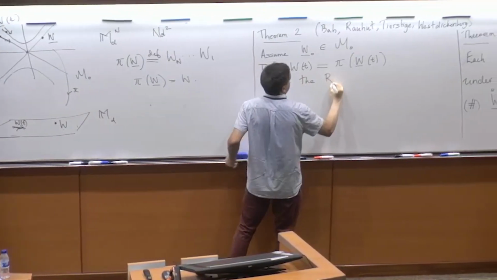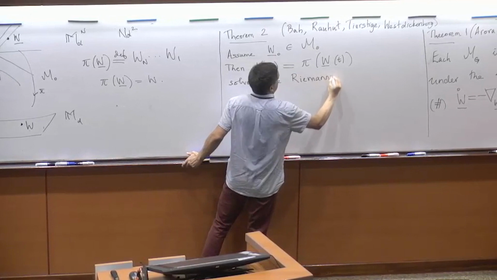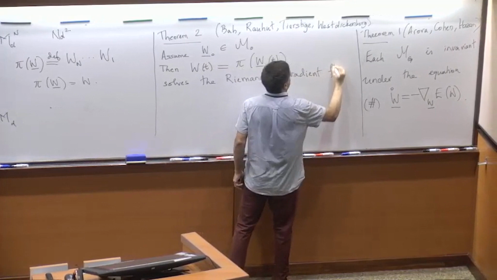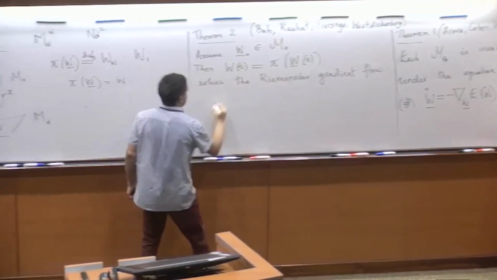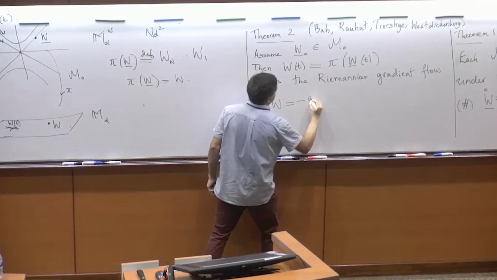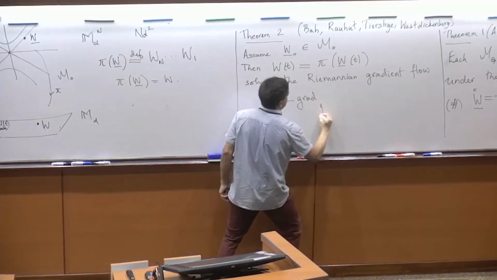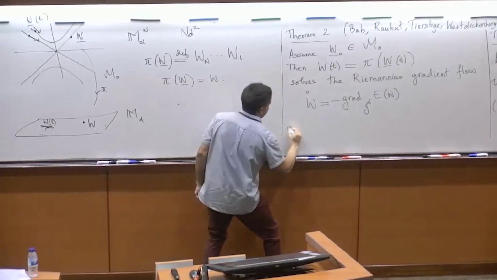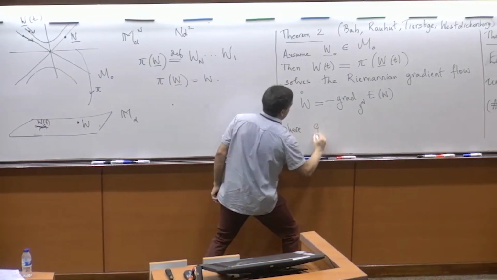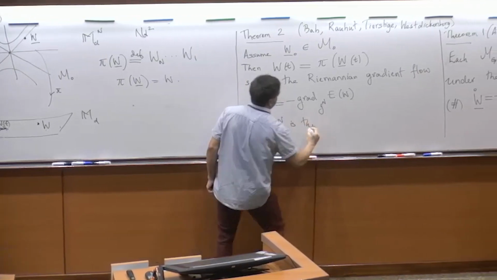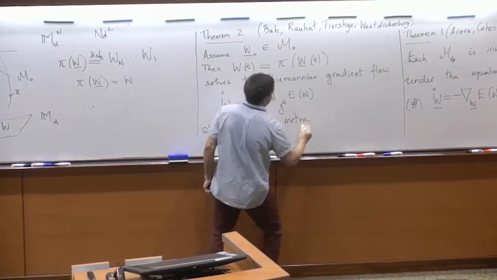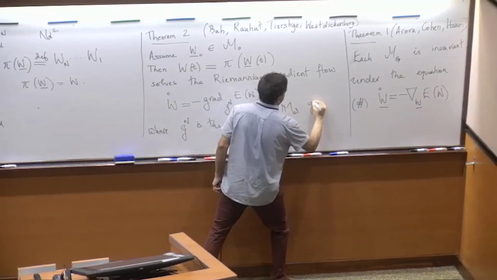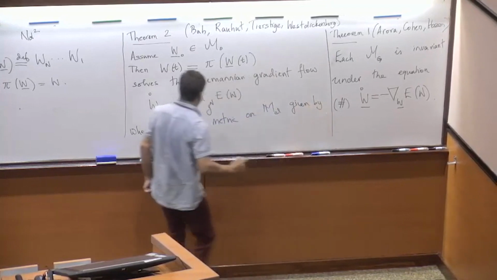the Riemannian gradient flow W dot is equal to minus grad_g E of W, where, so let me write it out first in the fancy way, and then I'll give you the metric on M_d given by the Riemannian submersion.